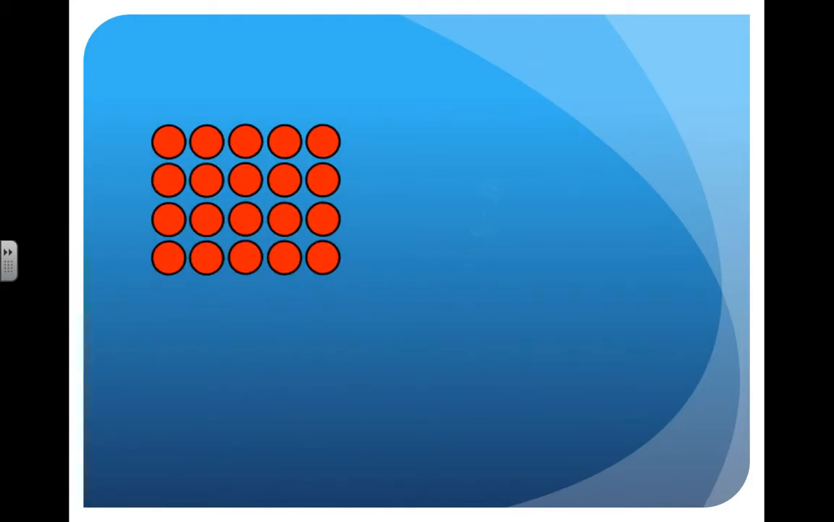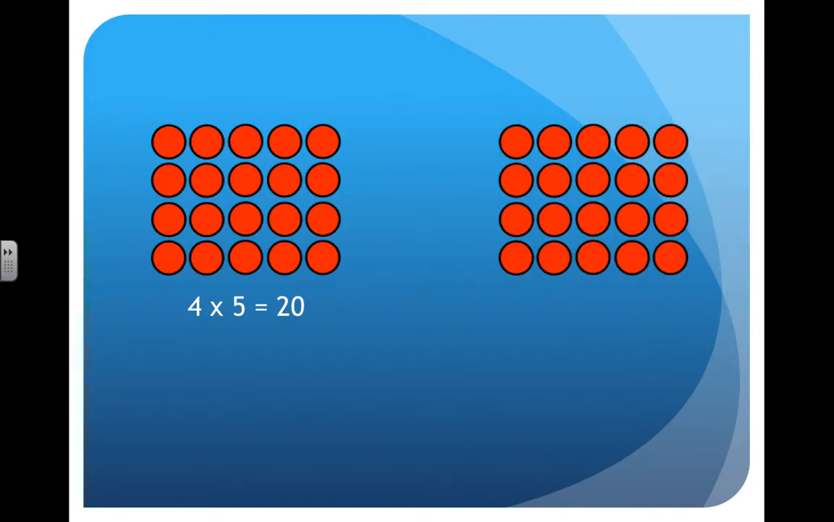Here's another array. This one shows 4 times 5 equals 20. Here's the exact same array. Do you know what the division equation would be? If you said 20 divided by 4 equals 5, you are correct. There are 20 red circles divided into the 4 equal groups or rows, and your quotient is 5.